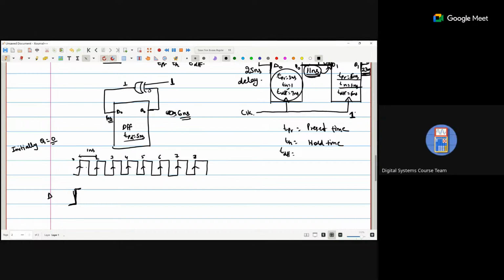Until that, we assume Q naught is 0. But what is the actual Q naught? Q naught will be 1. Why? Because D naught is 1, that means Q naught is 1. But this Q naught will be 1 at 6 nanoseconds.